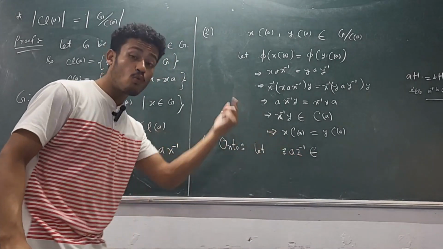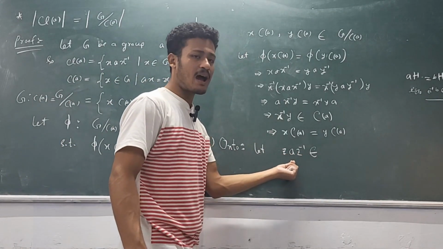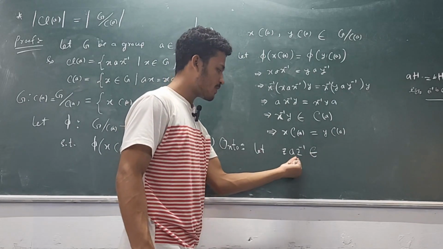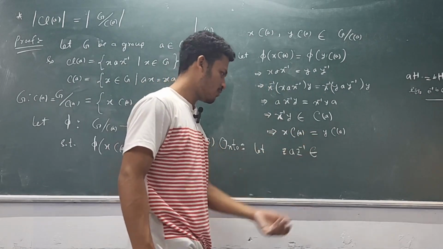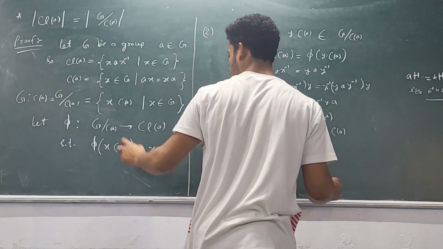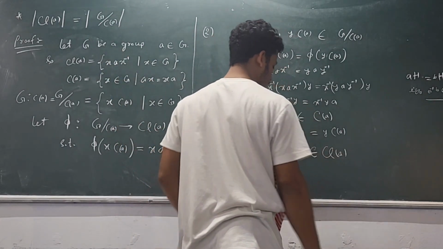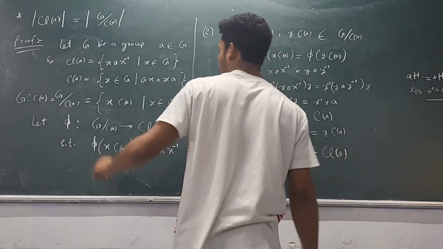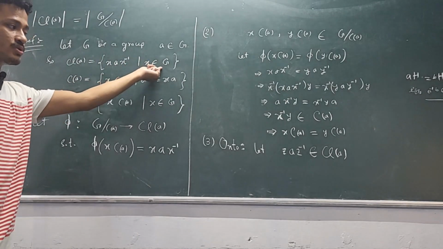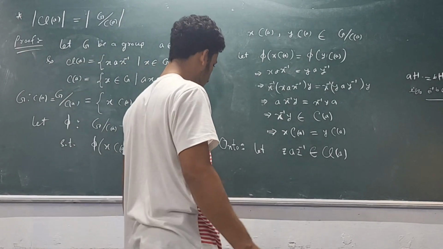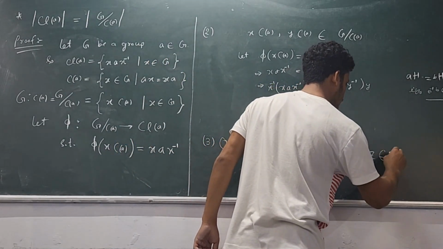z a z inverse is one element, because z, a, z inverse, these three elements are from G. So by the closure property, after computing this, it will be only one element. Suppose let's say it is b. So z a z inverse belongs to C(a). When z a z inverse belongs to C(a), that means z must belong to the group G.